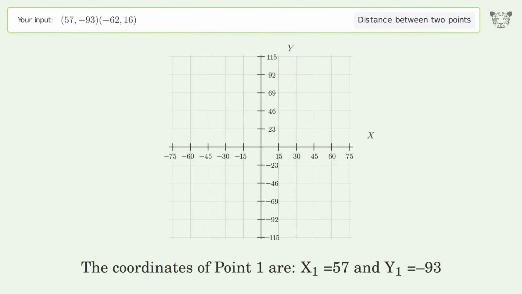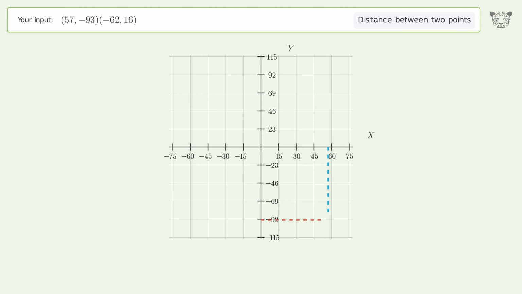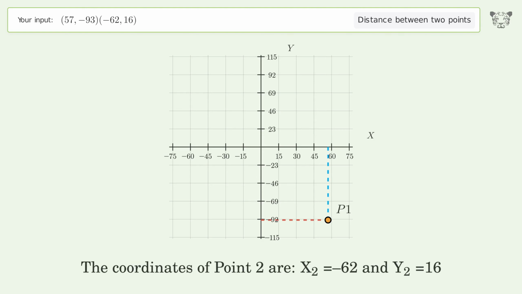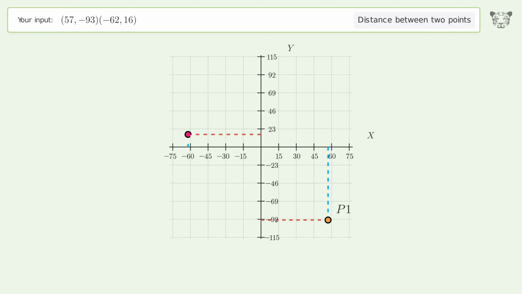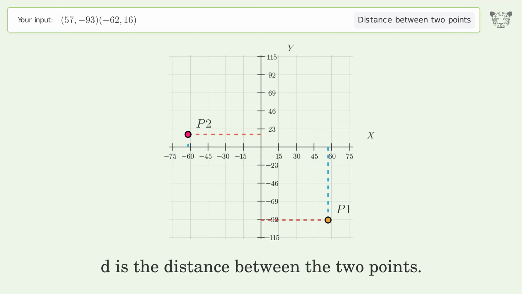The coordinates of point 1 are, x1 equals 57 and y1 equals -93. The coordinates of point 2 are, x2 equals -62 and y2 equals 16. D is the distance between the 2 points.